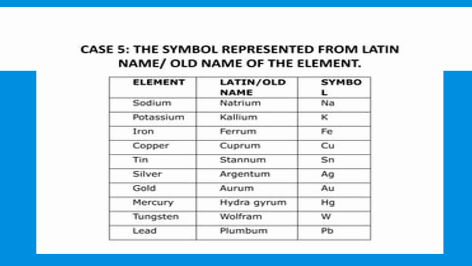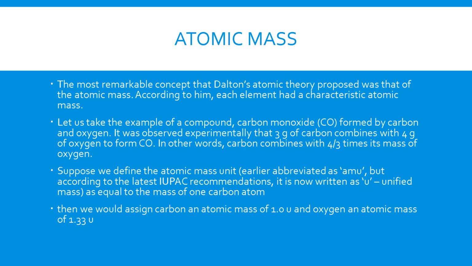Now, it is always better that you learn the names of the elements and the symbols, at least for the few which are given in the textbook, so that it will be easy for you to do the next part of this lesson, that is, calculation of the molecular mass and all, or writing the chemical formula. And the next concept coming here, yes, the atomic mass. So when we are talking about the atomic mass, the most remarkable concept that Dalton's atomic theory proposed was that of the atomic mass.